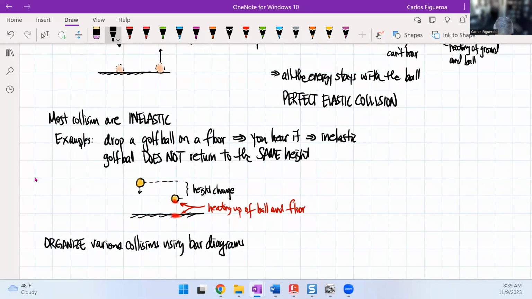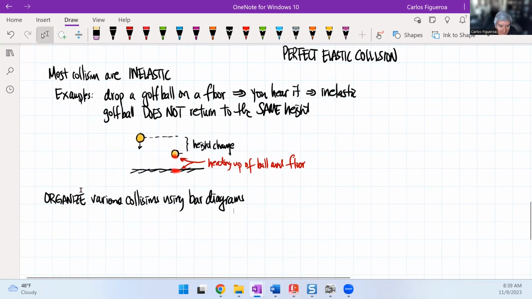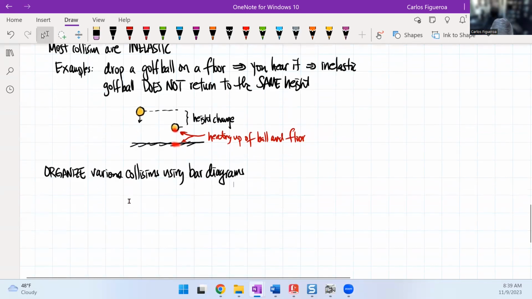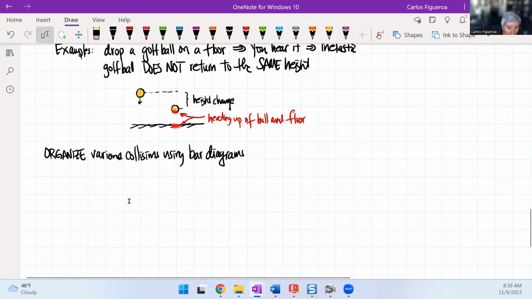Okay, so here we go. The way I'll organize it is that I'm going to start with elastic collisions. It turns out that mathematically, they are more difficult to deal with, but conceptually, it's easier to follow. Inelastic collisions turned out to be, in general, more challenging. So let's start with case one.